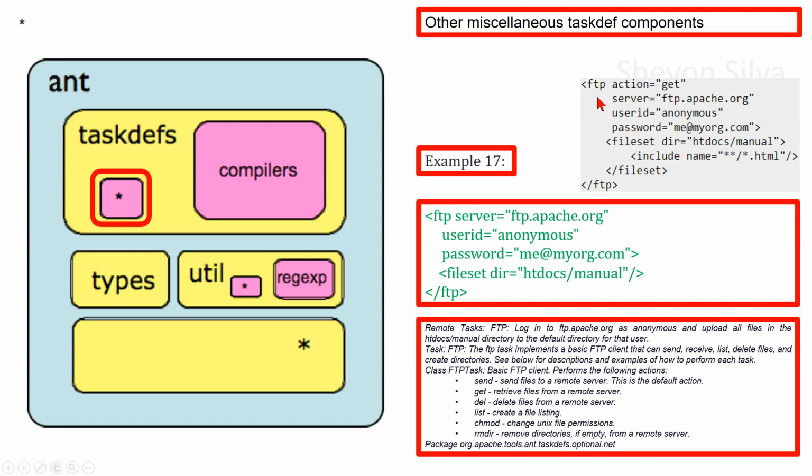Here, log into ftp.apache.org as anonymous and recursively download all .html files from the default directory for that user into the htdocs/manual directory on the local machine.